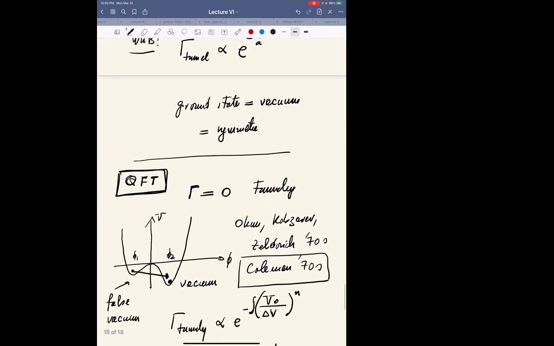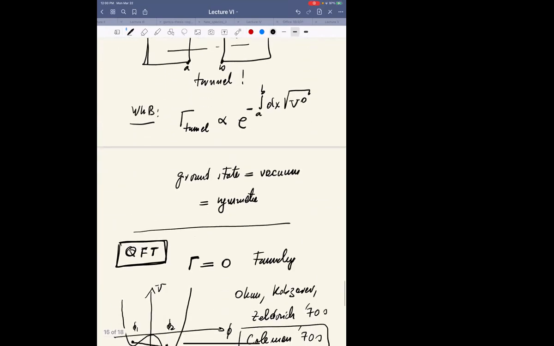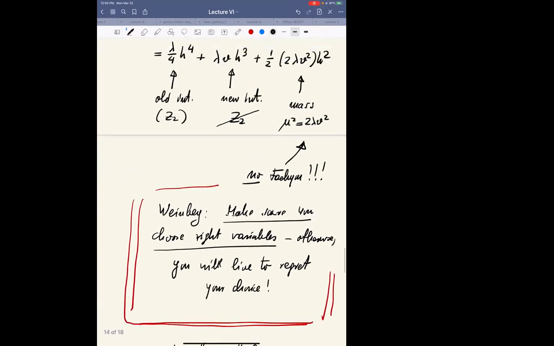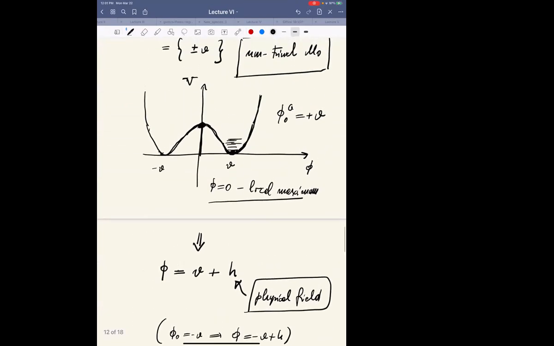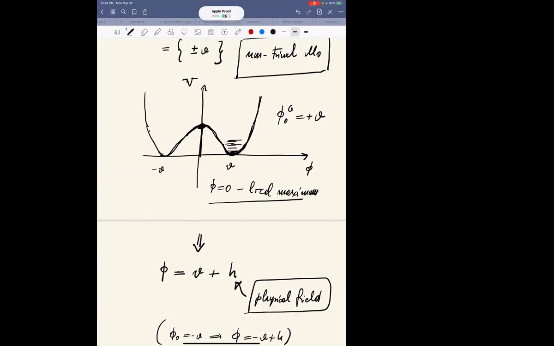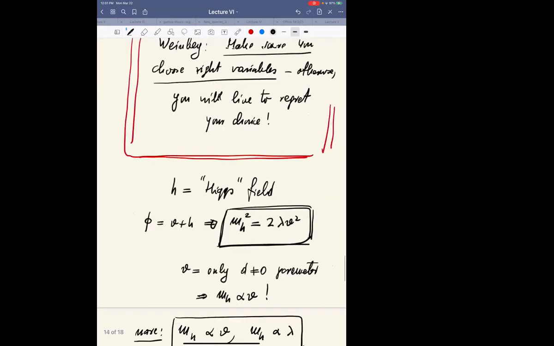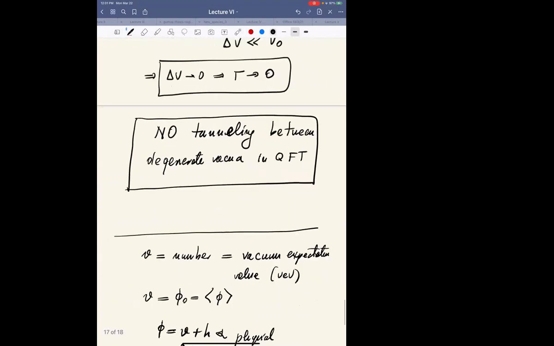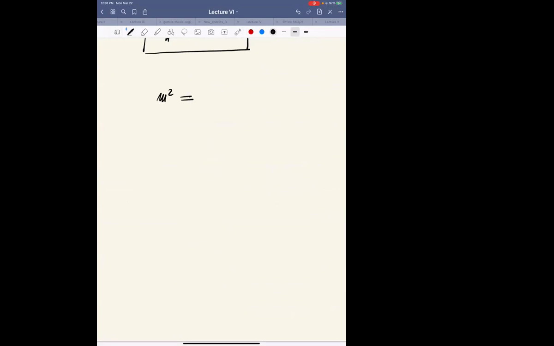H is describing the motion around the minimum. By physical, what do I mean? You see, by physical, I mean that it describes a particle of well-defined mass. Strictly speaking, they are both mathematically okay. Phi is okay. So the field that describes the motion here will be a tachyon. Here, there must be a tachyon, because what is the mass? Think about it. The mass square is the second derivative of the potential.